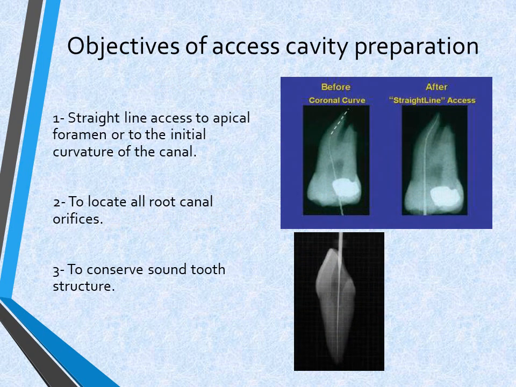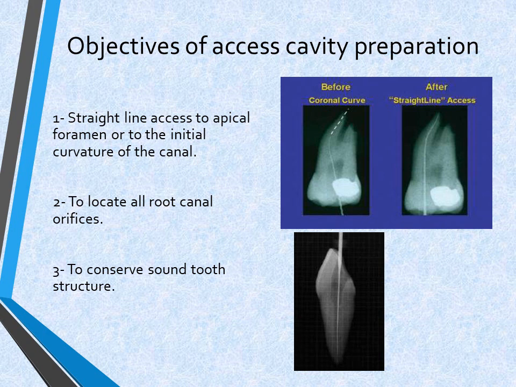Now what are the objectives of your access cavity prep? The first is that you want to gain straight line access to the apical foramen or to the initial curvature of the canal. So your access cavity prep should be wide enough for you to actually gain straight line access, but at the same time you have to conserve sound tooth structure. You cannot go around destroying all the sound dentine, because you are actually weakening the tooth from within.